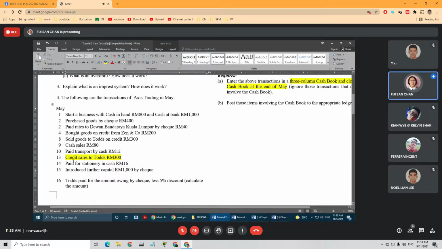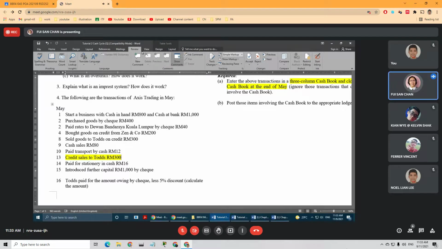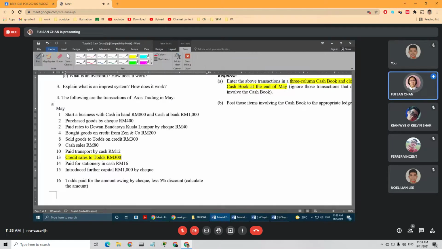So for credit sales, where do you record? In the books of prime entry, but you haven't learned this yet, so I tell you first. For credit sales, you record in the sales journal, one of the books of prime entry. Now you see this one is cash in hand, this is cash at bank. So you go according to your question.